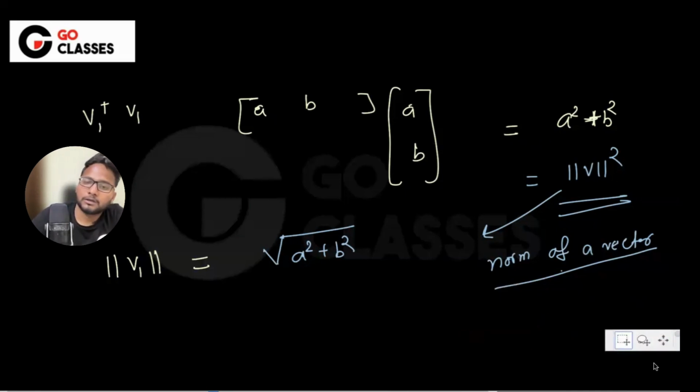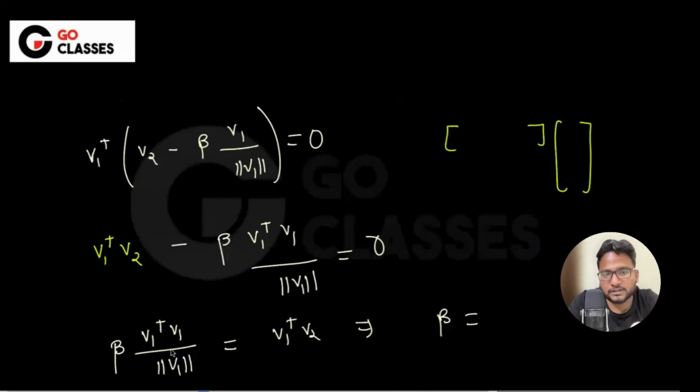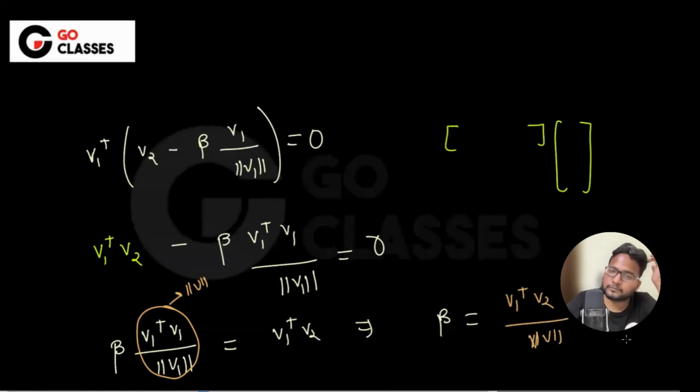Anyway, I think you can say this thing is norm square. This is a norm, right? So this is norm square. This is norm. So I think this particular whole thing is just a norm of B. So it will be V1 transpose V2 upon norm of B. Is this fine to everyone? Let me know.